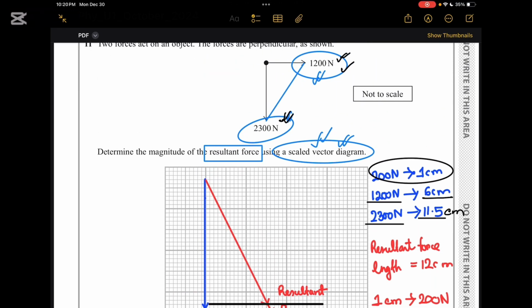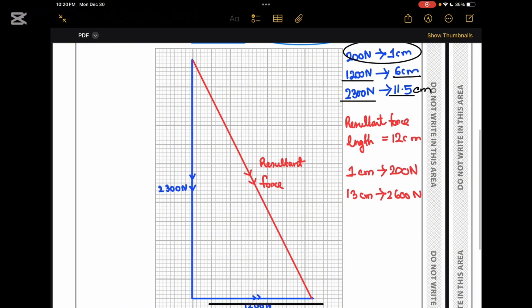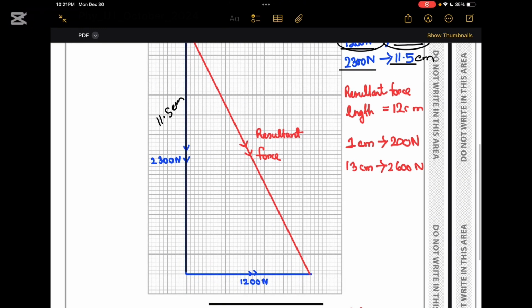So for this 2300 Newton, we have taken 11.5 centimeters right here. This is an 11.5 centimeter graph. You have to use a scale in order to draw them. And for this 1200 Newton, we have taken 6 centimeters. Here you go, this is our 6 centimeter.